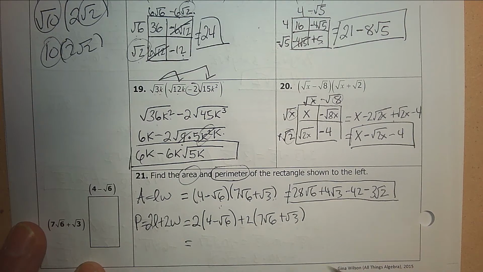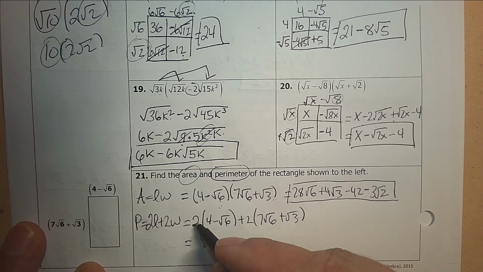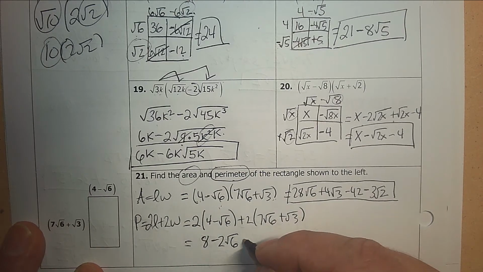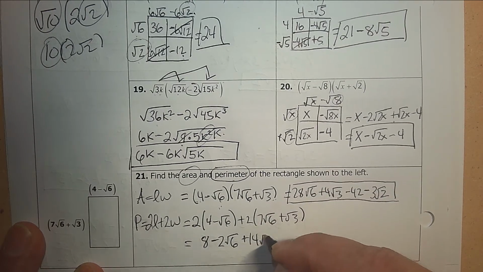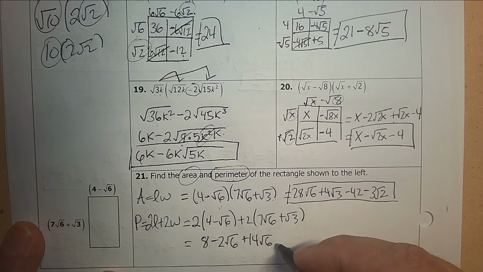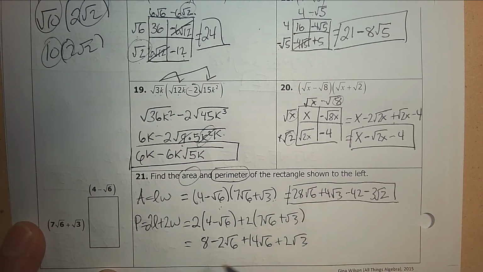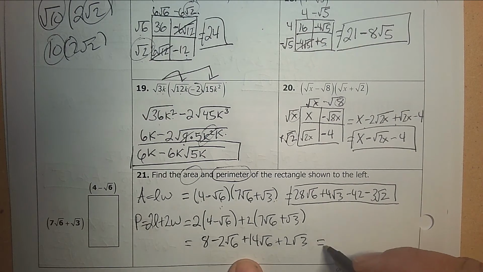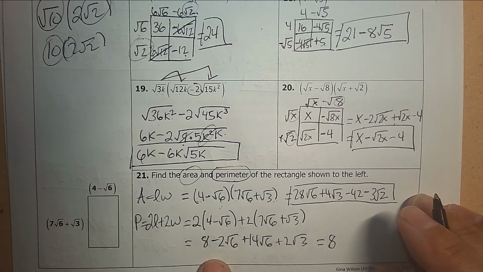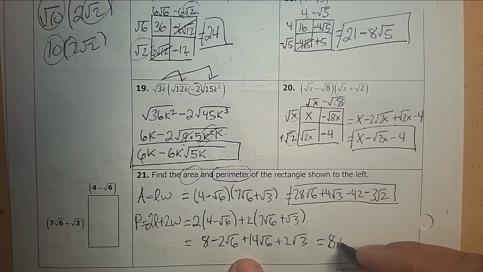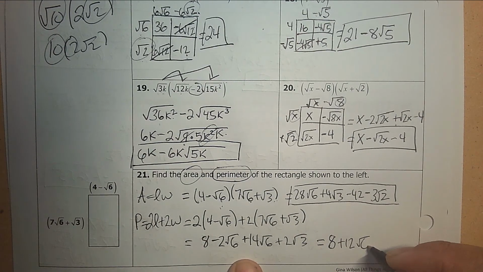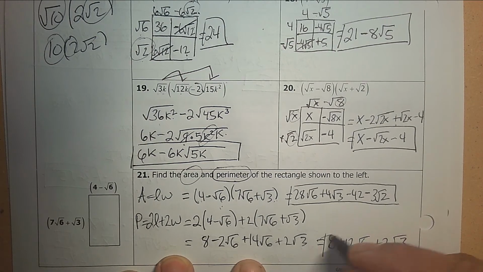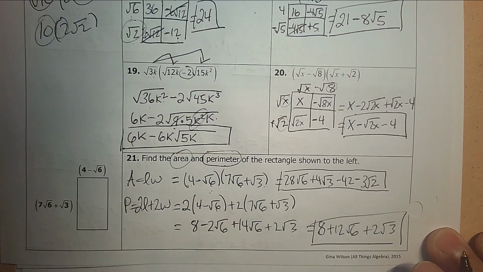2 times 4 is 8. 2 times negative root 6 is negative 2 root 6. 2 times 7 is 14 root 6. 2 times root 3 is 2 root 3. We do have like terms here, right? Like numbers. So the 8 is in front. What's negative 2 plus 14? That's 12 root 6. And then we have a 2 root 3. Everything is prime. Nothing that we can simplify or combine together.